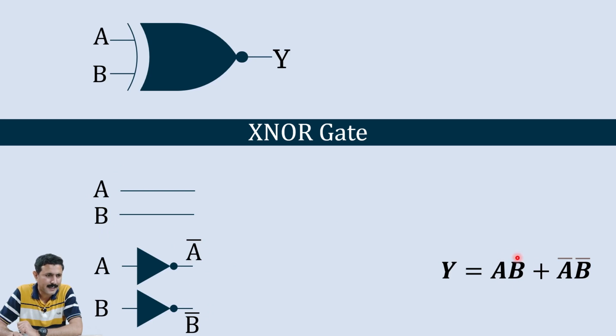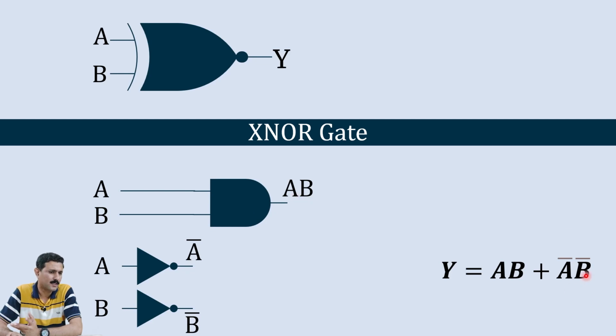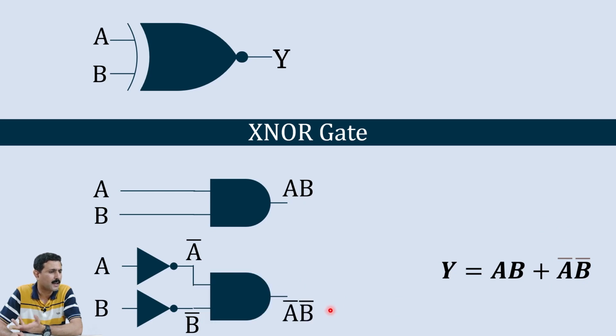So in order to get A into B, we must do AND operation, and that can be done using the AND gate. So here we have A into B in output. Here also we want the same thing, we want A bar into B bar. So we'll again use another AND gate and we'll get A bar into B bar in output. So now here we have A into B and A bar into B bar.